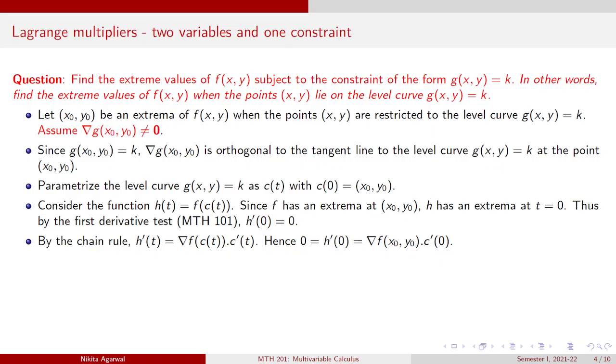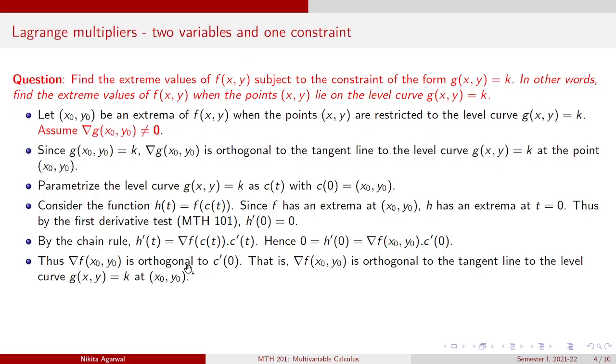C prime 0 is nothing but the direction of the tangent line to the curve, right? Thus, this gradient of f at the point x naught y naught is orthogonal to c prime 0, and that is, gradient is orthogonal to the tangent line to the level curve g(x,y) equal to k at x naught y naught, because this c prime 0 is nothing but the direction of the tangent line, right?